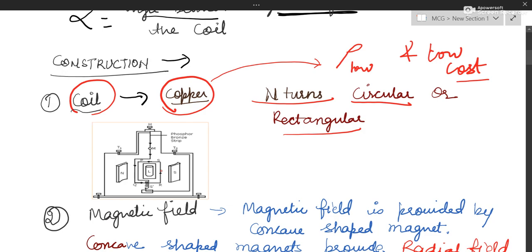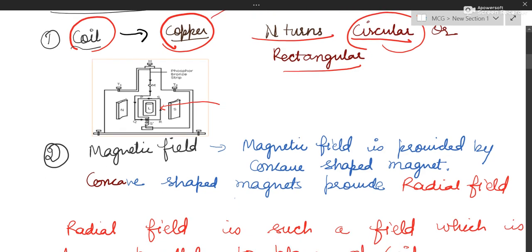Okay, so here in the diagram you can see this is your coil. Rectangular coil they have used. It can be circular also, but right now in the diagram it is rectangular. And then we have to apply magnetic field. So second step of construction is magnetic field.